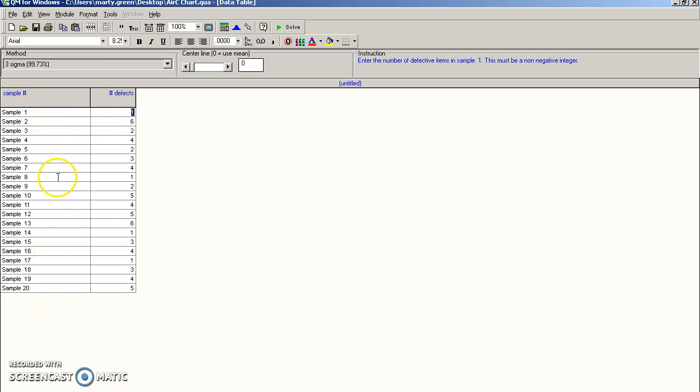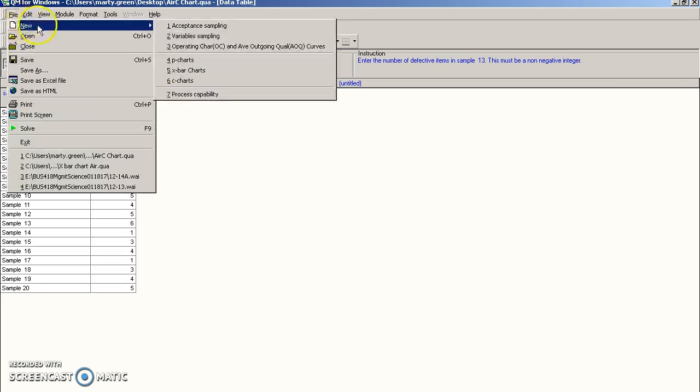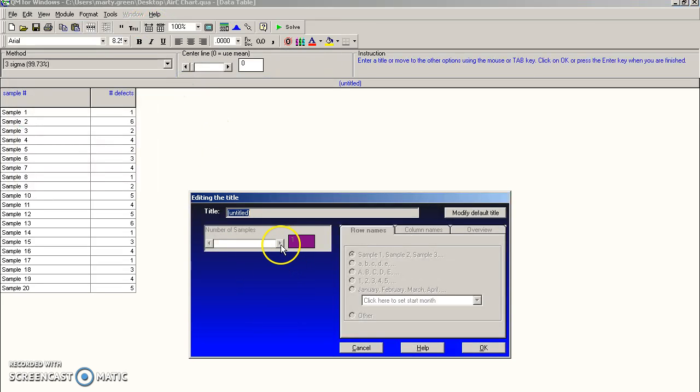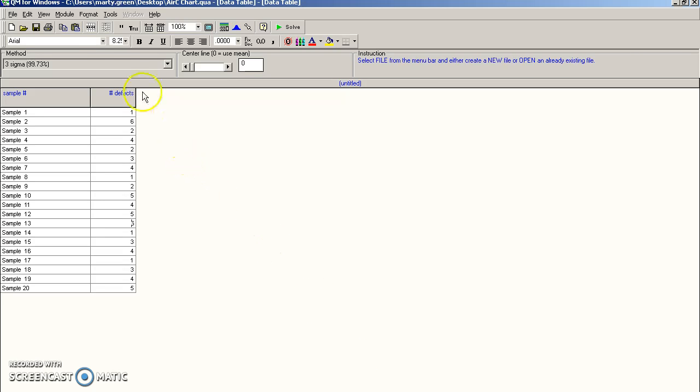I've taken 20 samples. It's our 5 workers times 4 samples each, and I've loaded all that in, from 1 defect in our sample plane 1, to 6 defects in number 2. Actually 6 seems to be our highest number of defects. And the beauty is you arrange this again: File, New, go down to C chart, click on C chart, and then the number of samples here would be 20, so you would set that to 20 and click OK. I'm going to cancel it so I don't have to reload the data.